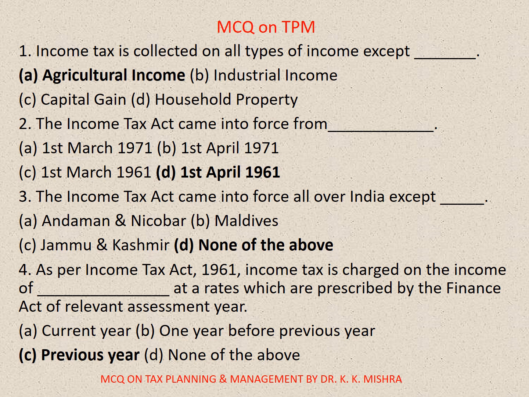Question number 3. The Income Tax Act came into force all over India except dash. Options are A. Andaman and Nicobar, B. Maldives, C. Jammu and Kashmir, D. None of the above. Correct option is D. None of the above. Question number 4. As per the Income Tax Act 1961, income tax is charged on the income of dash at a rate prescribed by the Finance Act of the relevant assessment year. Options are A. Current year, B. 1 year before previous year, C. Previous year, D. None of the above. Correct option is C. Previous year.